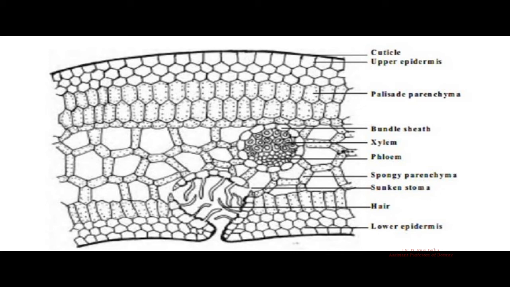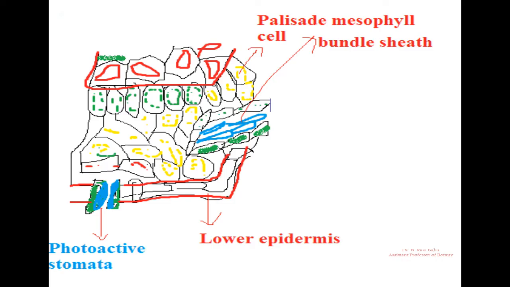Scotoactive type of stomata is found in succulent plants. Friends, a typical word I used here is scotoactive. I need to make it clear for you, because people from various disciplines follow my episodes, so it is my responsibility to clarify what scotoactive means. Generally, there are two types of stomata: one is photoactive, another one is scotoactive.